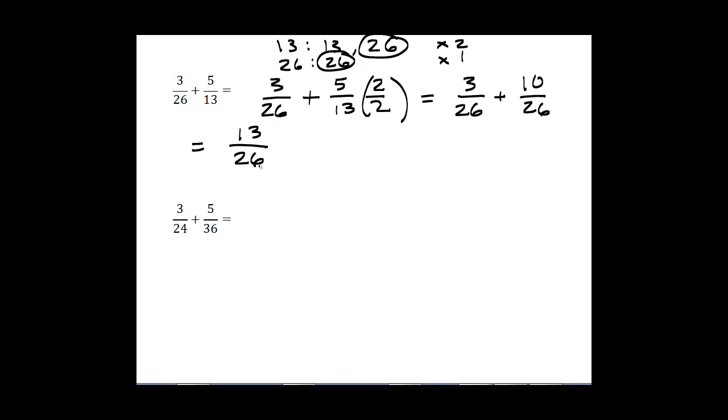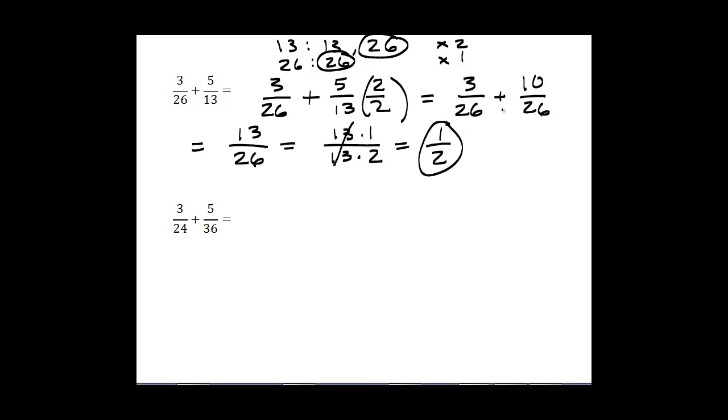Now 13 is prime, but it is also a factor of 26. We know that 13 times 1 is 13, 13 times 2 is 26, and this 13 over 13 cancels to be 1, and I'm left with 1/2 as my answer to that.